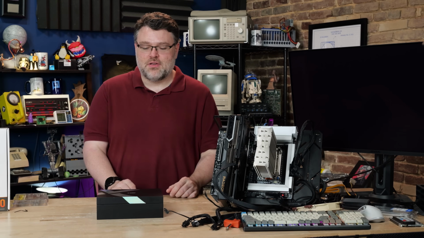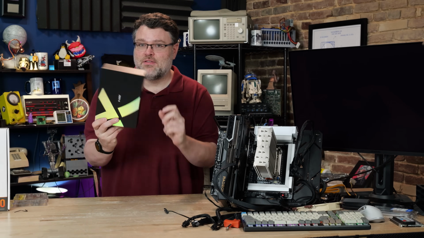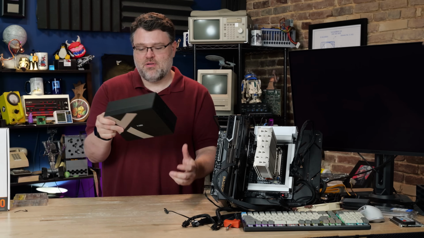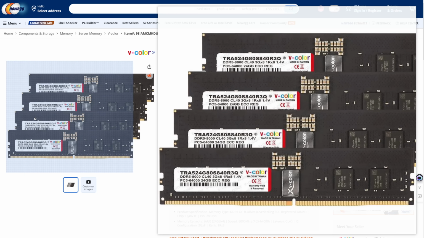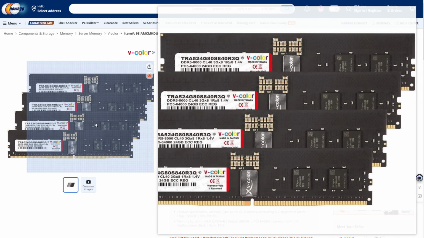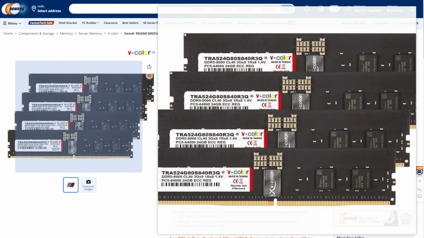So I ordered some memory from V-Color because I don't have any contacts with V-Color. And these came from Newegg. So this is DDR5 8000. It comes in a fancy box. Look at that. It's DDR5 8000 RDIMM 96GB, 24GB by 4, 8000. I've repacked this somewhat hastily, so look over me.